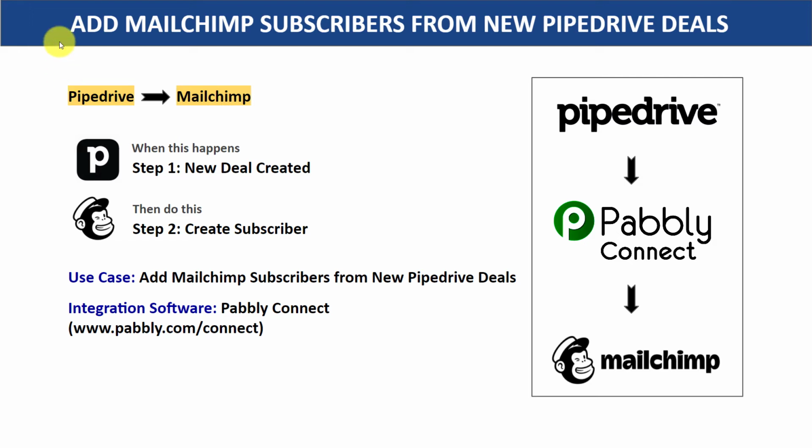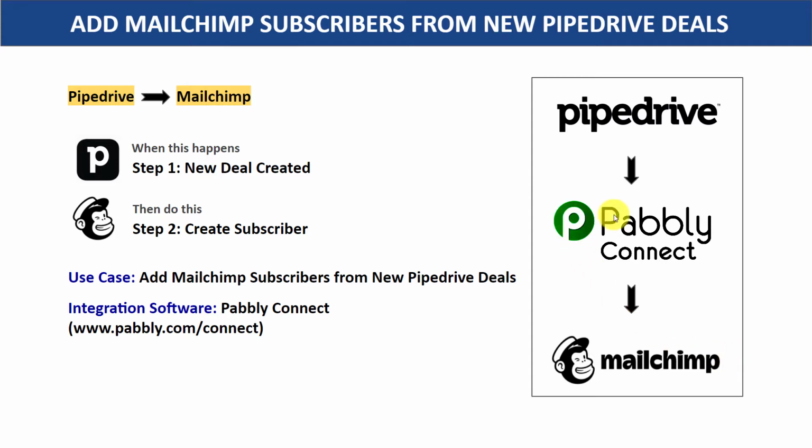Hello everyone. So in this video we will learn how to add Mailchimp subscribers from new Pipedrive deals. Imagine this, you have created a new deal with a person called John in Pipedrive. So you have John's name, email address and all those details. Your idea is to add John as a subscriber in Mailchimp, maybe to send him a confirmation email or periodically send him deal related information in the future.